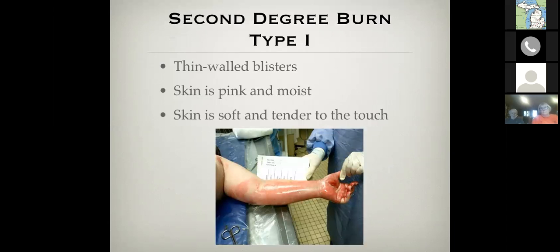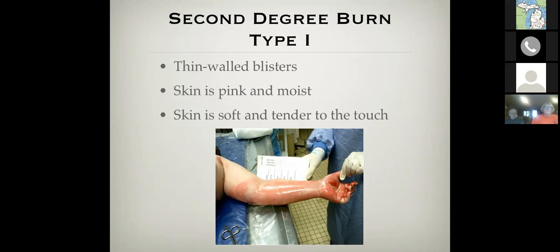So we do type 1 and type 2 with the second degree burns. With type 1, it's thin-walled blisters. This is going to be the differentiation between type 1 and type 2. It's going to be the blisters. With second degree type 1, the skin is going to remain pink and moist. And we have to remember that the skin is going to be soft and tender to the touch.